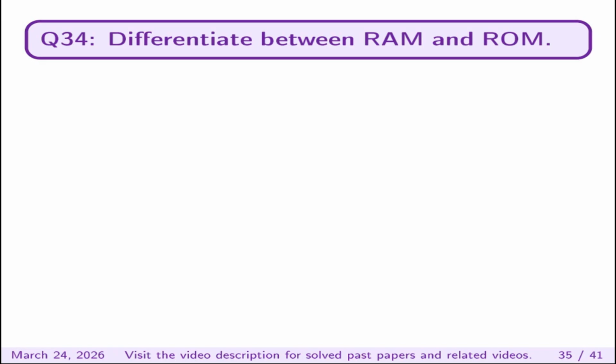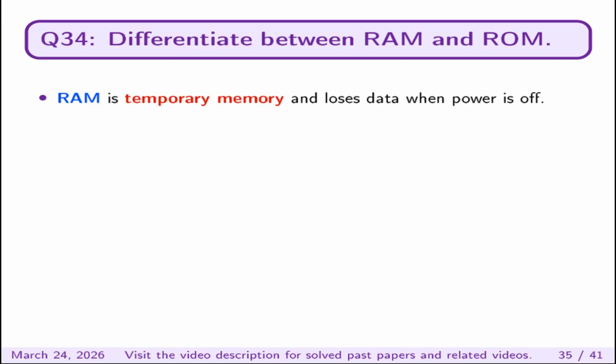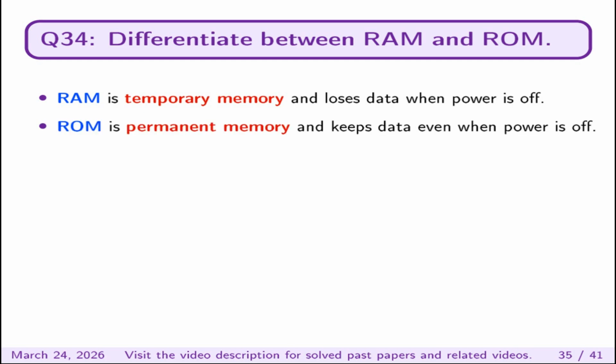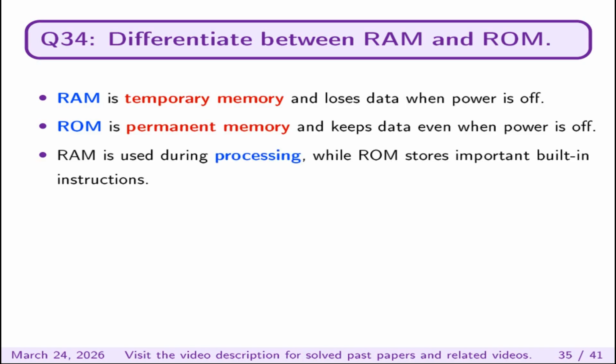Differentiate between RAM and ROM. RAM is a temporary memory and loses data when power is off. ROM is a permanent storage and keeps data even when power is off. RAM is used during processing, while ROM stores important built-in instructions.